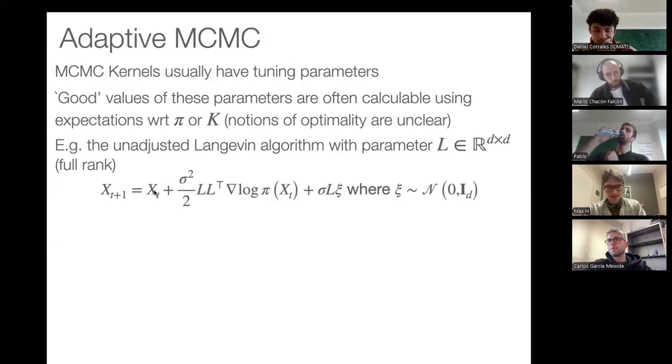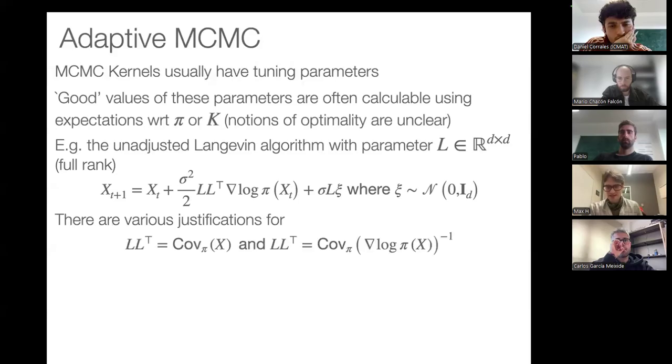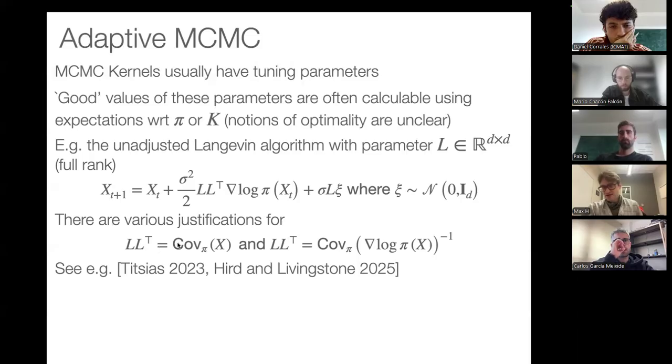So you take your state x of t, you shift it according to some generic scale sigma squared times LL transpose times the gradient of the logarithm of the target density. And having done that, you perturb the resulting state by some noise, which is shaped by your matrix valued preconditioner L. And in that case, there exist various justifications for having LL transpose be either the covariance of the target distribution or the inverse of the covariance of the score of the target distribution.